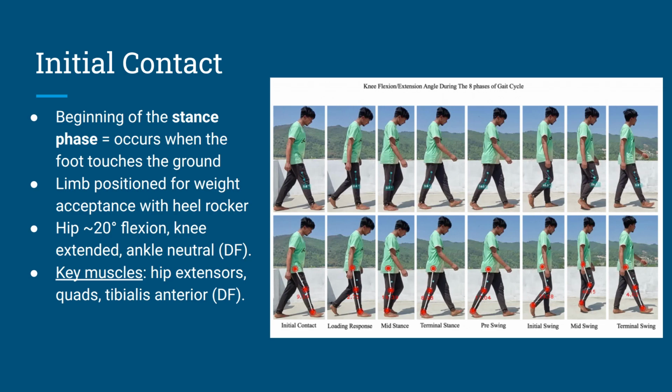Starting with the initial contact. The limb is positioned for weight acceptance. Hip extensors stabilize the trunk, quadriceps prepare to accept load, and dorsiflexors position the foot. In terms of range of motion, the hip is around 20 degrees of flexion, the knee is in extension, and the ankle is neutral, and the limb is positioned for weight acceptance with the heel rocker.